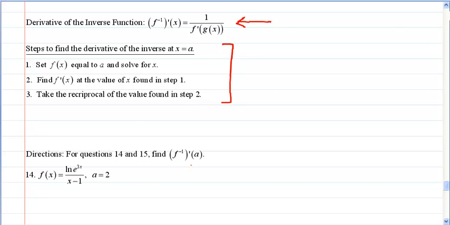So for 14 and 15, we're asked to find the derivative of the inverse function at a certain value of a. So for number 14, we're given f of x equals the natural log of e to the 3x over x minus 1. And this function may look complicated with the natural log of e, but using properties of logs, we can bring that 3x in front, then the ln of e cancels, so we actually just have f of x equals 3x over x minus 1.